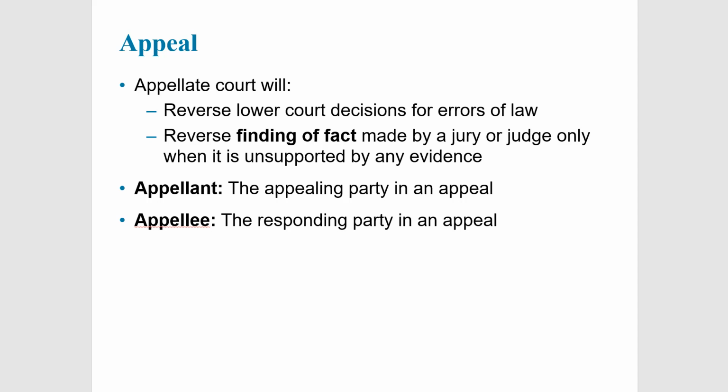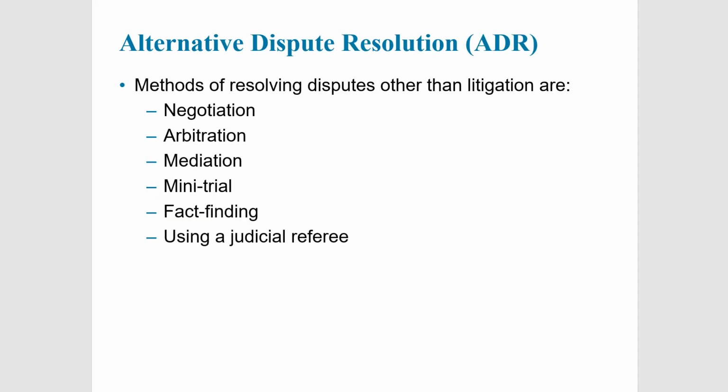A little bit of vocabulary. The appellant is the person appealing a decision. The appellee is the person responding to an appeal. If it makes its way all the way up to the Supreme Court, they give them different labels. We'll call them a petitioner and a respondent. I don't think you necessarily have to know that to live a full and happy life.